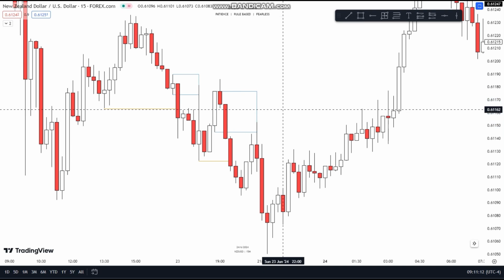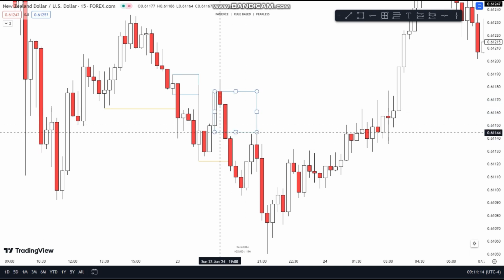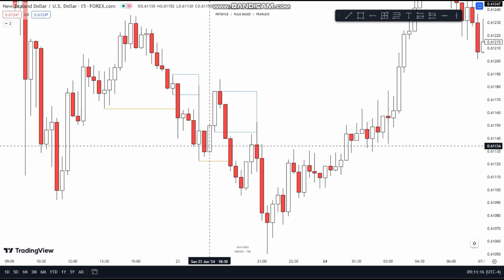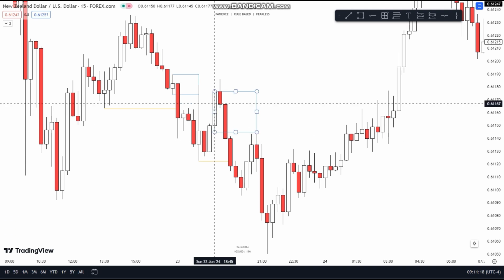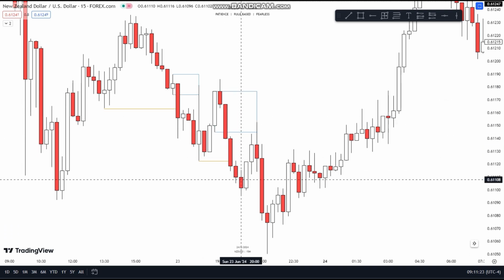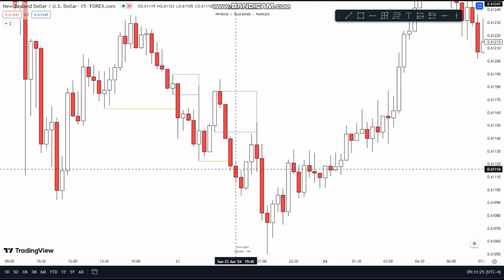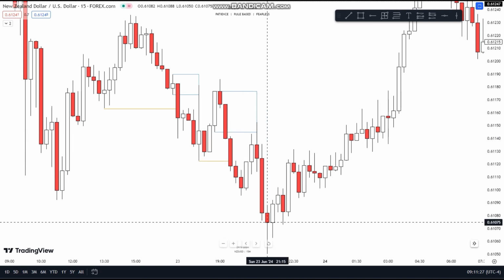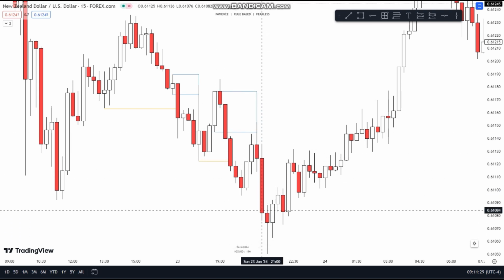This is also a pivot supply. As you can see, a short rapid move toward the upside before an expansion towards the downside, breaking this structure. Price now made the retracement, then boom, continued the direction.